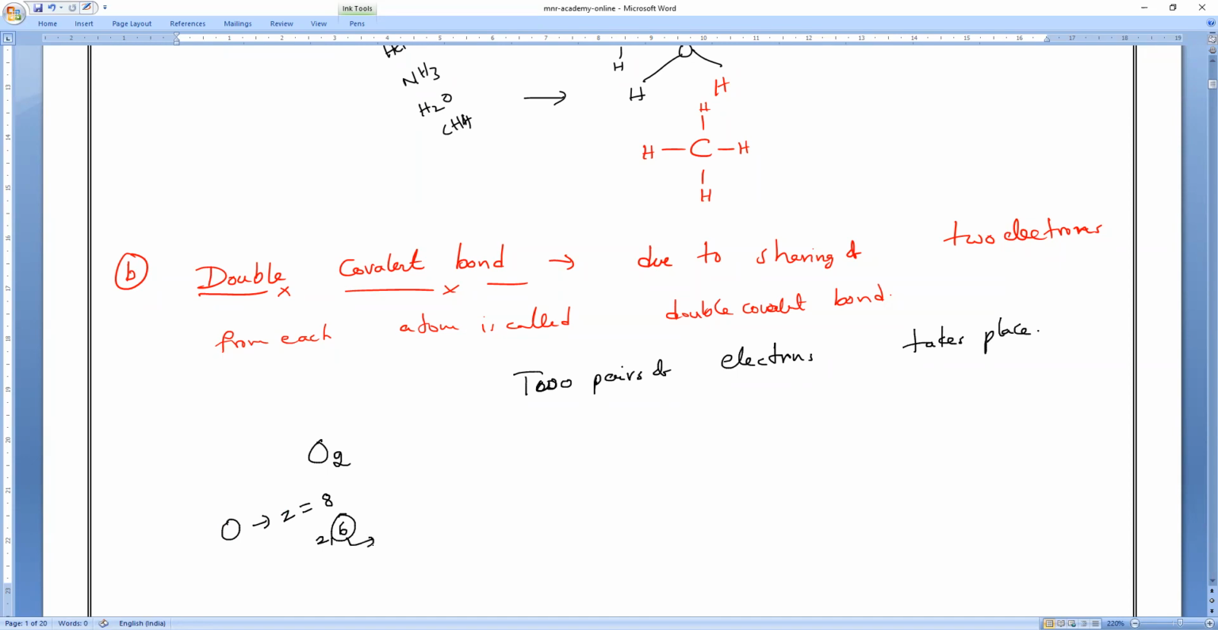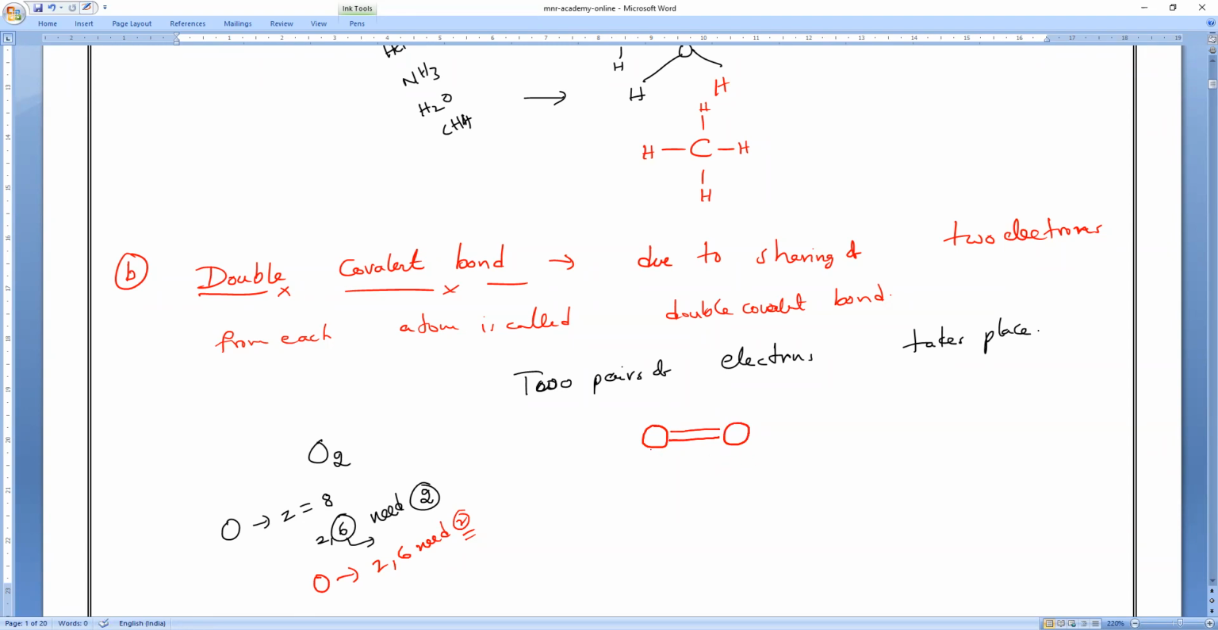So to become stable, it needs how many electrons? Everybody, respond. 2 electrons. So the next oxygen atom also needs 2 electrons to become stable. So what will happen? One oxygen atom will share 2 electrons, and another oxygen atom also will share 2 electrons. Of course, we'll draw the structure, don't worry.